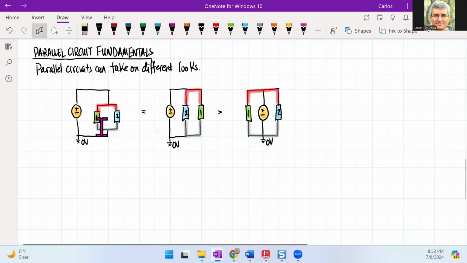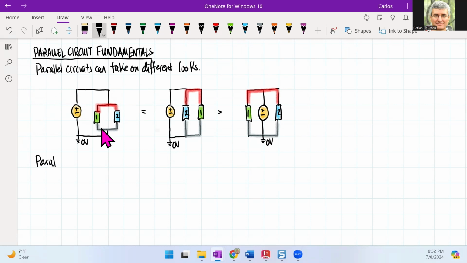So now let's get into the details. As we already showed, parallel elements have two connections.